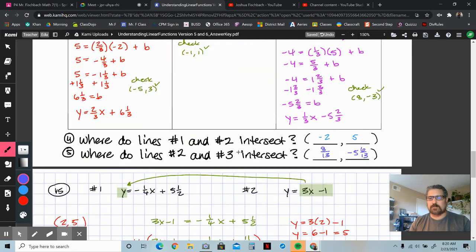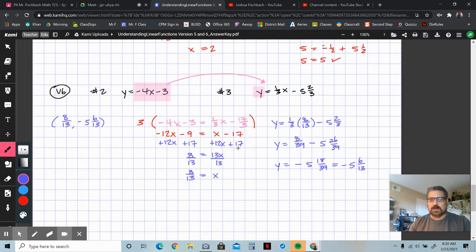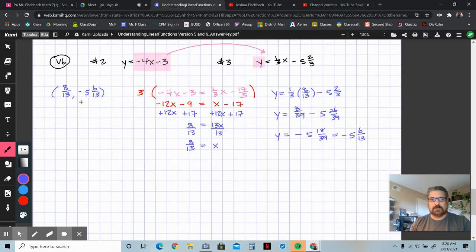But let's say we want to be 100% sure that we didn't make a boo-boo, right? Now you just take that ordered pair that you have there and check it with the other equation here. So we know that it's a solution to the number 3 line. Let's see if it's a solution to number 2, I should say. So let's do a little check here. We know that negative 5 and 6/13ths, the y value, should be equal to negative 4 times 8/13ths minus 3. So let's see if that's true.